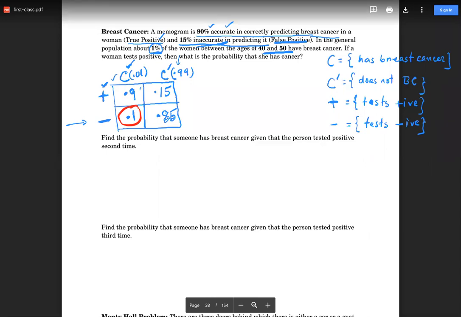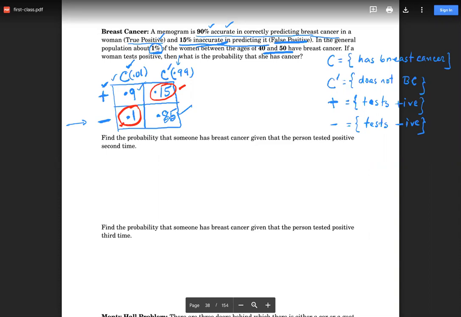So this one and this one are correct diagnoses, whereas this one in red and the bottom red one are incorrect diagnoses. And incorrect diagnoses are the bad ones, particularly if you don't have cancer and somebody says you do, not good. That's bad. On the other hand, it's also bad that you do have cancer and the doctors can't find it. They say, oh, you don't have cancer. So both of these red boxes, red circled items, are not good. Those are incorrect diagnoses.